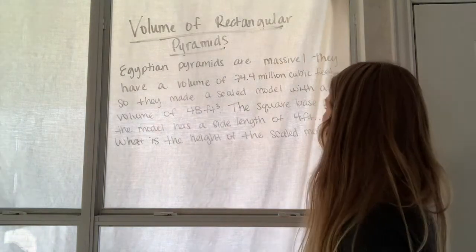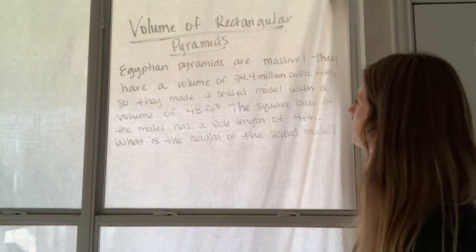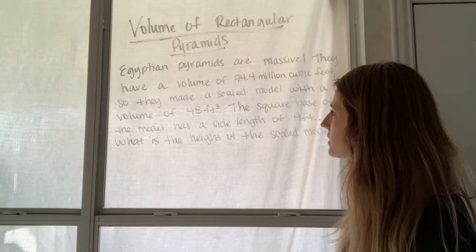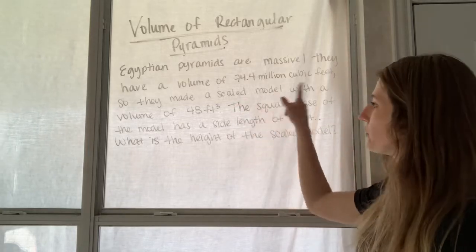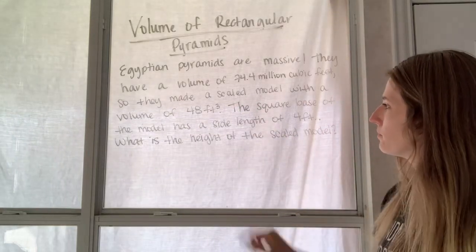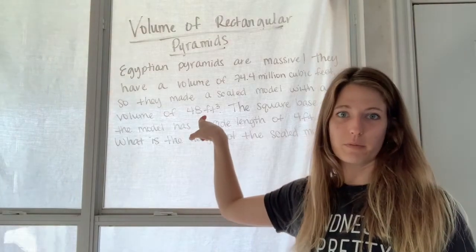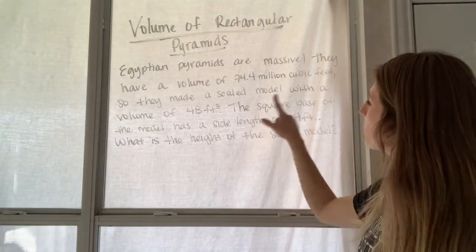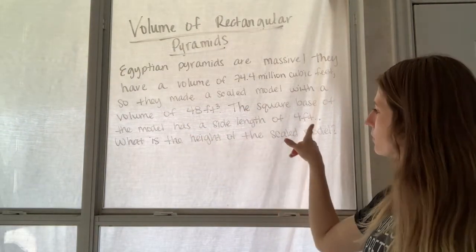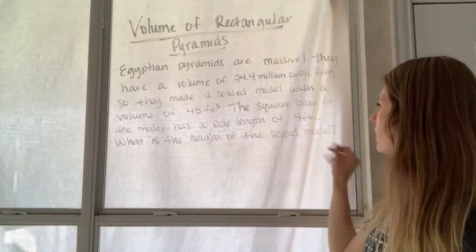So Egyptian pyramids are massive. They have a volume of 74.4 million cubic feet. So they made a scaled model with a volume of 48 feet cubed. You could also read that as 48 cubic feet. The square base of the model has a side length of 4 feet. What is the height of the scaled model?